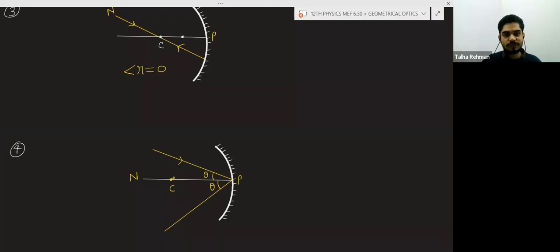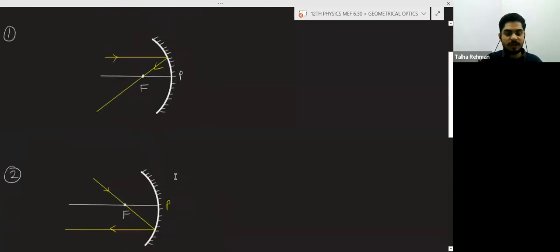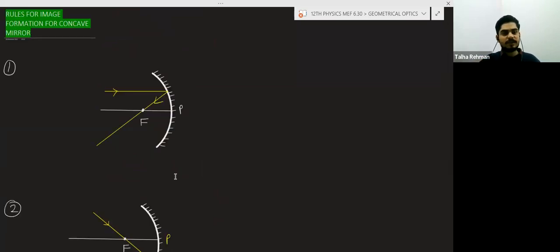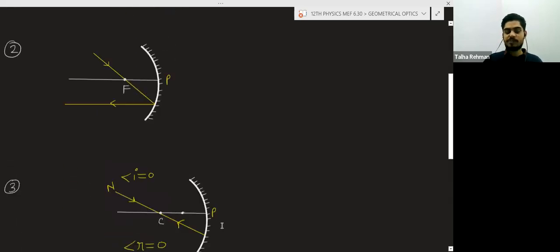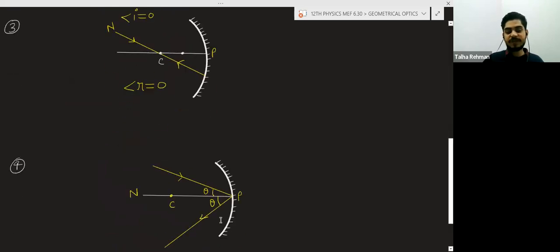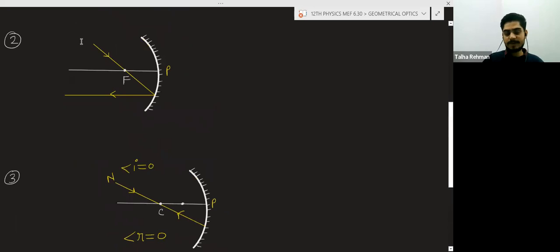So four rules will be used to form the image by the concave mirror. These rules I will use. This first rule I will always use, always. To draw every image of an object, I will use the first rule. This first rule is very, very important. But you should know all the rules. And which mirror is this? Concave mirror, obviously.